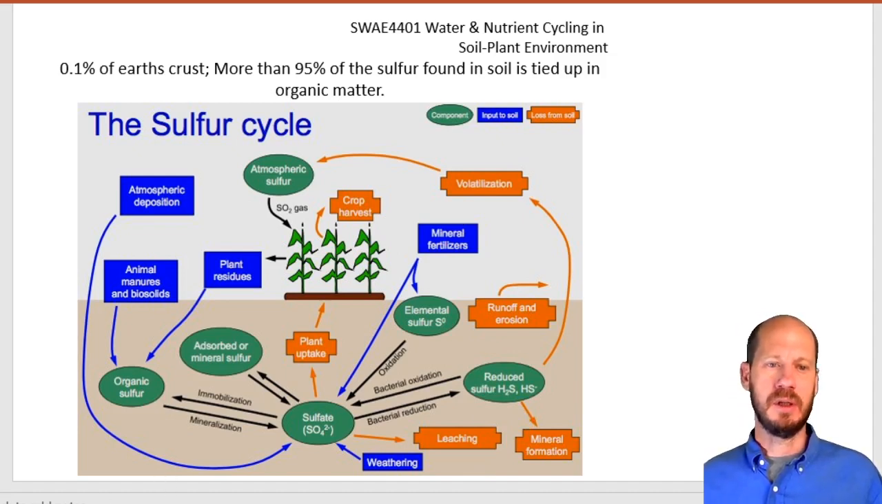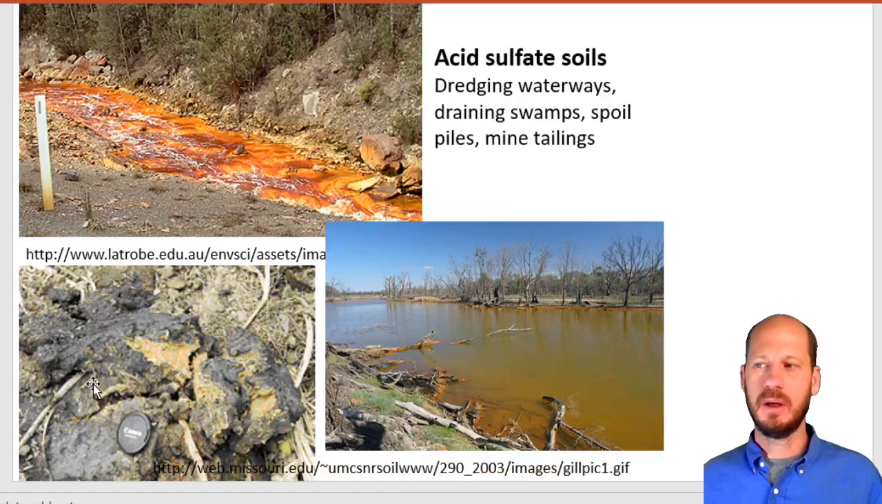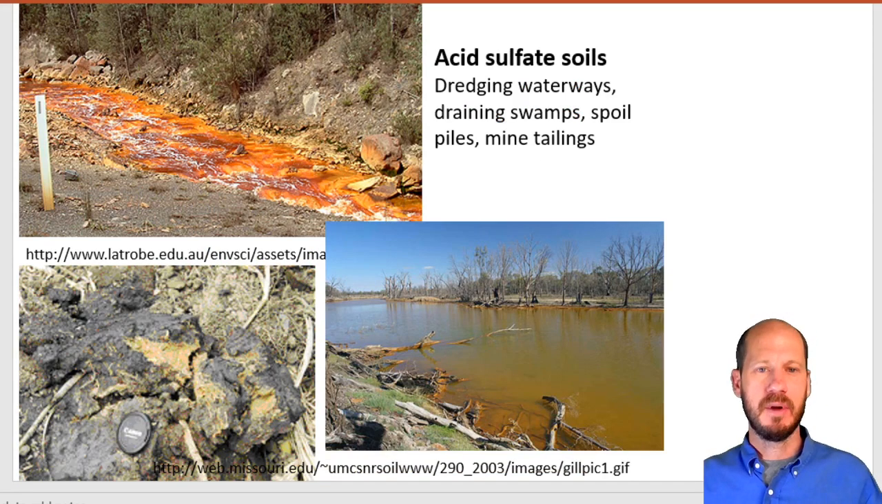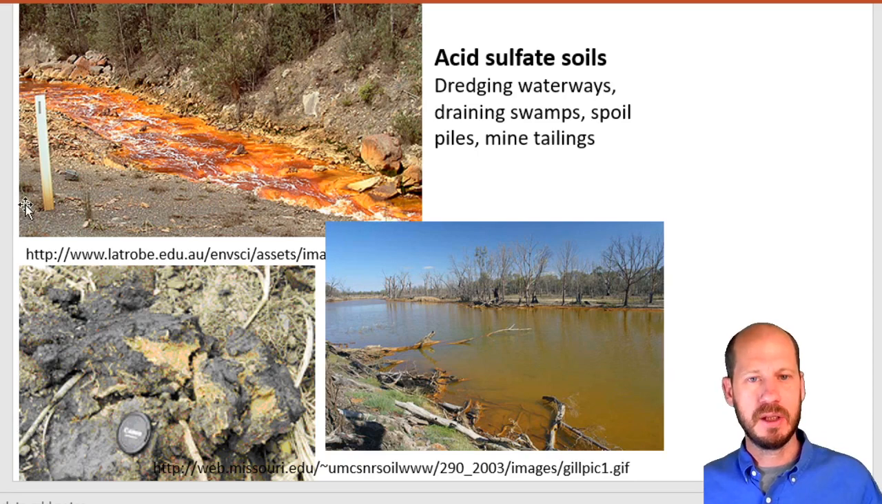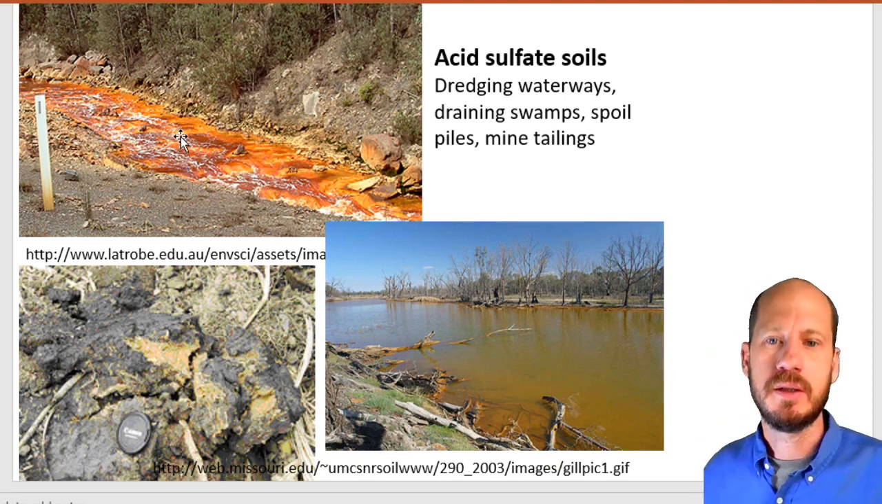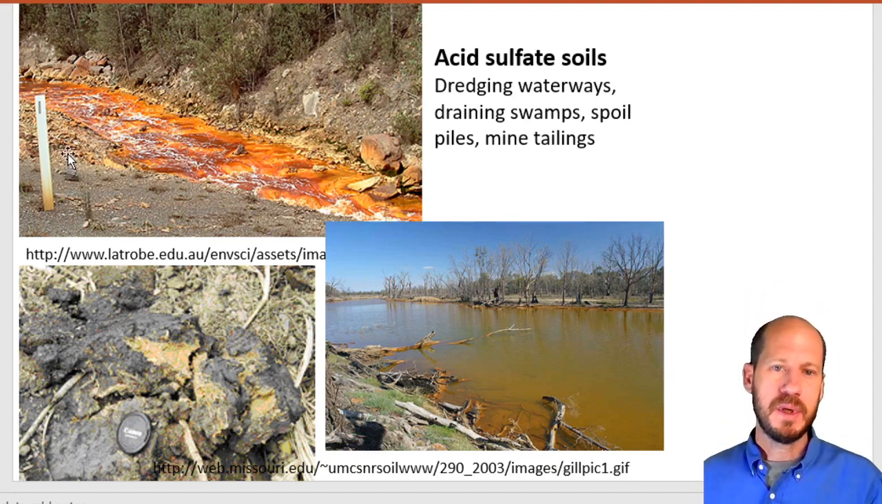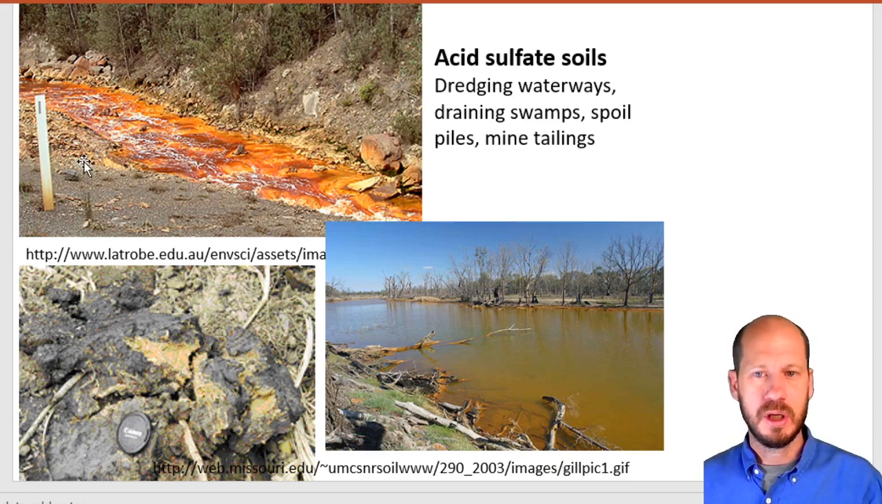In acid soils, sulfur can be a problem. So what happens is, if you have excess sulfur, this sulfur tends to take the form of sulfuric acid. It's the sulfate, when it's compensated by hydrogen, that is sulfuric acid.